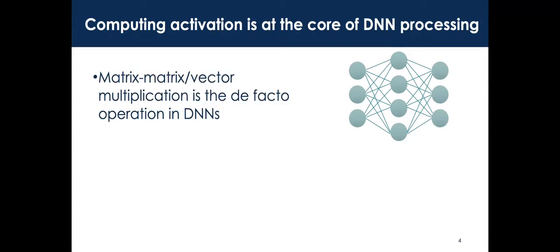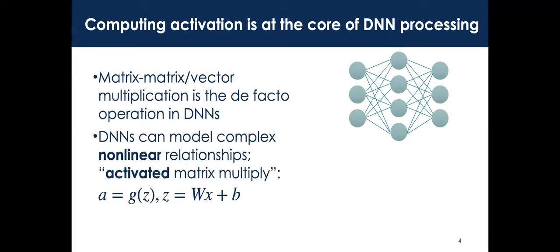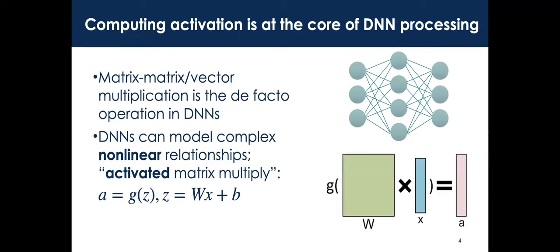Computing activations is at the core of DNN processing. In fact, DNNs are powerful because of the ability to model complex nonlinear relationships. So we're not really dealing with simply a matrix multiplication. It is more like an activated matrix multiply. And the use of nonlinear activation functions is what enables neural networks to be deep.